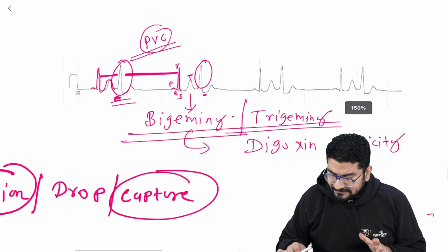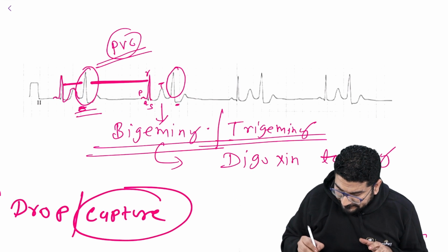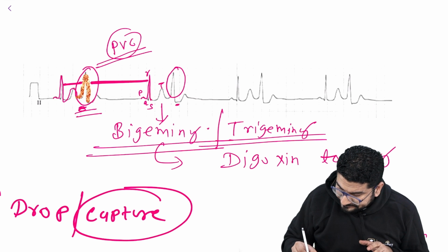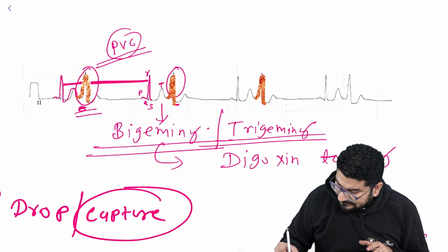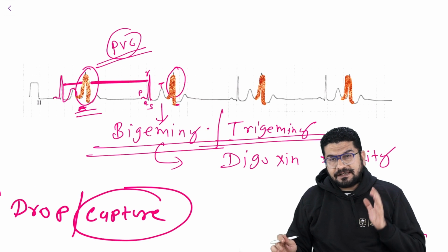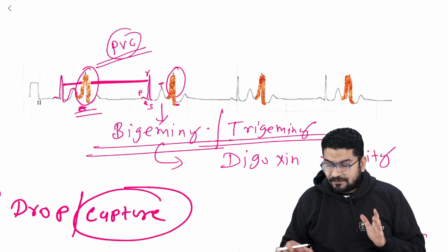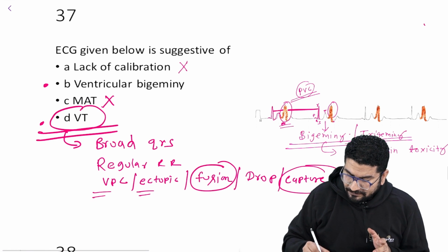So that is why you can see the ECG. Once again, this is like bigeminy rhythm. We can see every second beat is an ectopic beat, that is called bigeminy rhythm. So this is ventricular bigeminy.